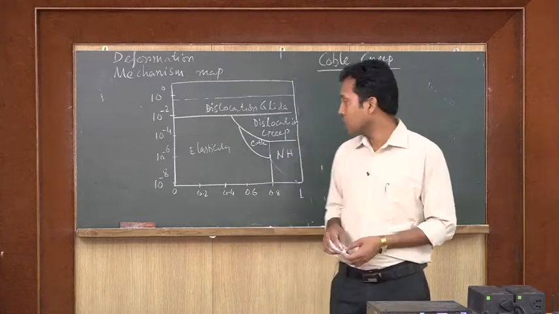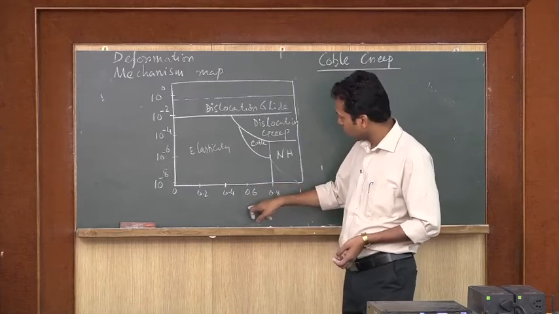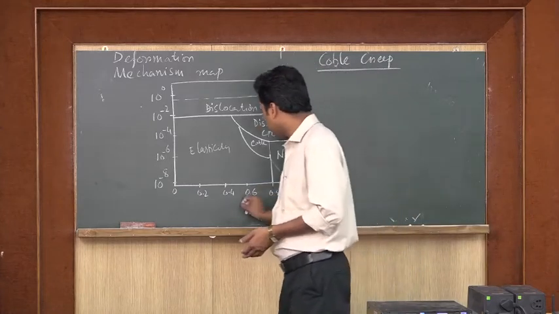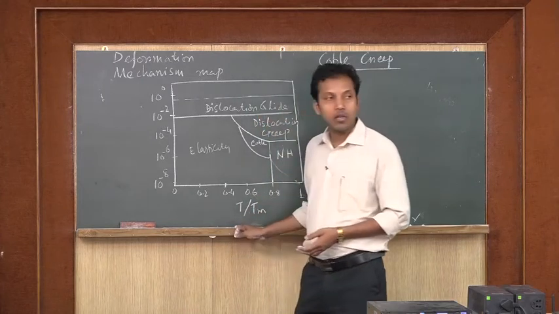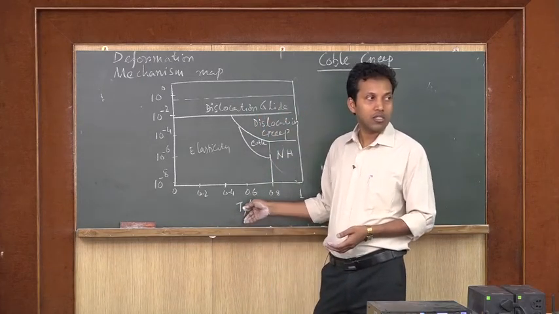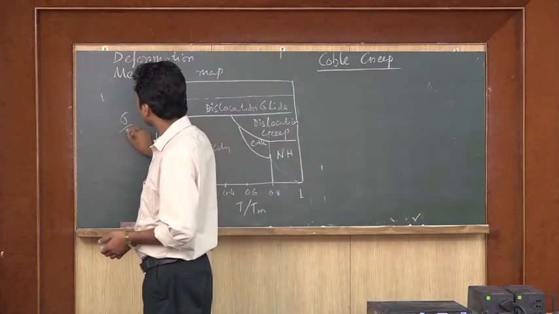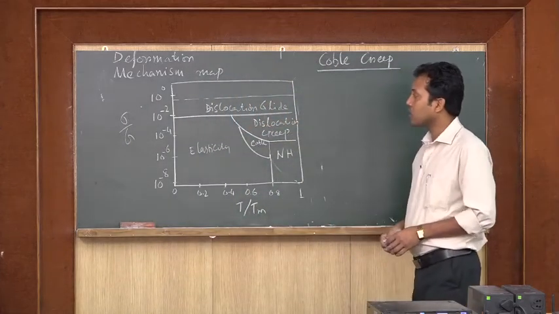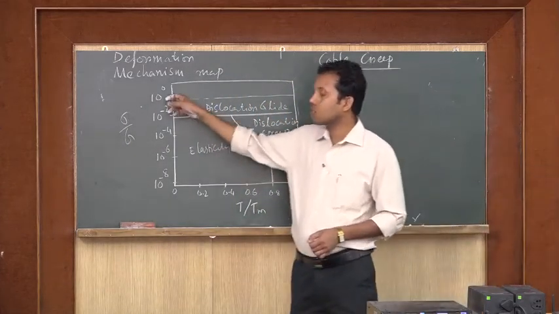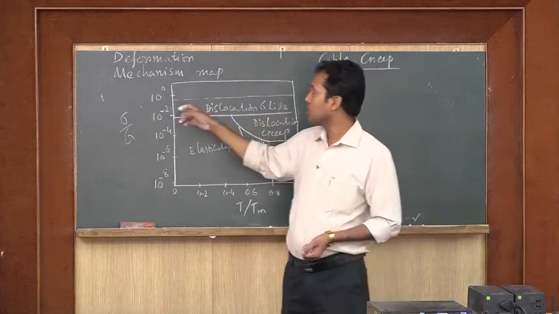Here what we can see is the deformation mechanism map. I have not written the axis. This is T by Tm, that is temperature normalized, or you can say homologous temperature. Here it is sigma by G, the stress parameter, and sigma by G equal to 10 to the power 0 means what? That is very close to the theoretical strength of the material. 10 to the power 0 means 1.